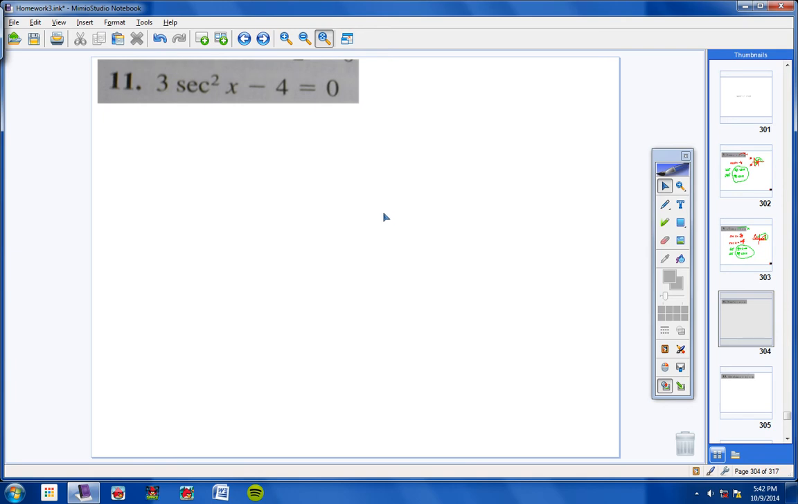Okay, still not too difficult. We have a secant right here, and we're going to isolate the secant, so we're going to bring the 4 over and make it a positive 4. Then we're going to divide by 3, and then we're going to take the square root of both sides. So here we go. Secant squared x equals a positive 4/3, and then take the square root of both sides.